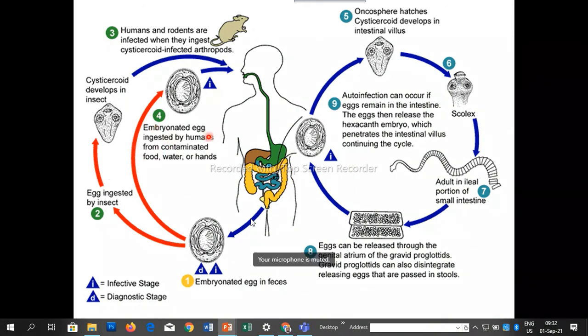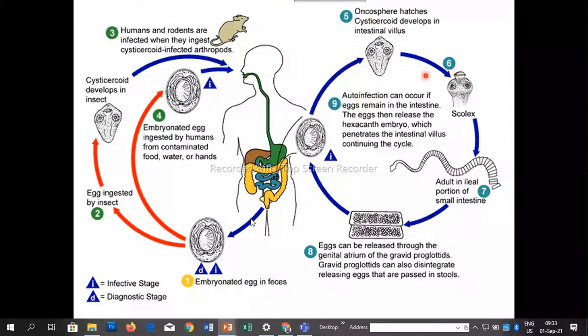Now, an embryonated egg ingested by a man from contaminated food, water, or hand is also possible. So you get contaminated directly. Then the oncosphere will hatch, and a cysticercoid larva develops in the villus. The villi are those cells lining the lumen of the gut, the intestine. You will study that in histology, I think.